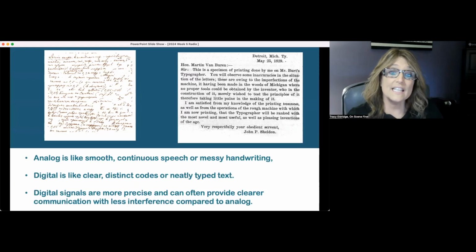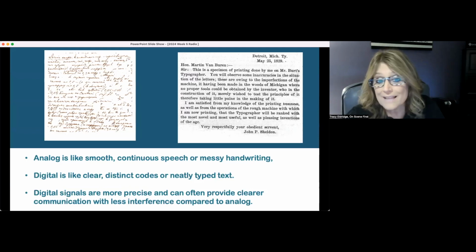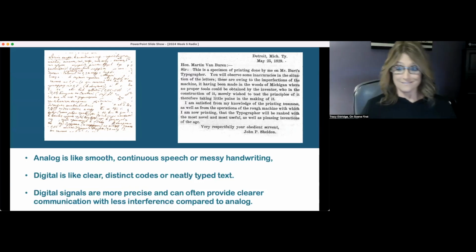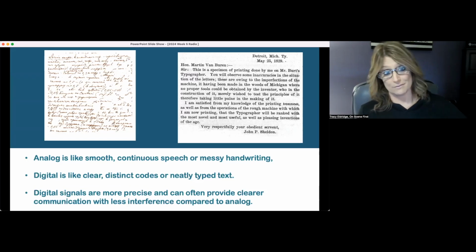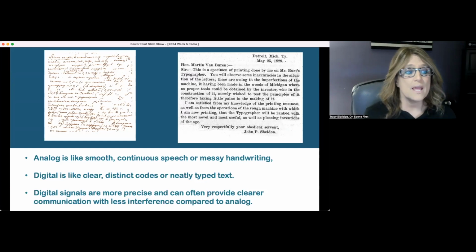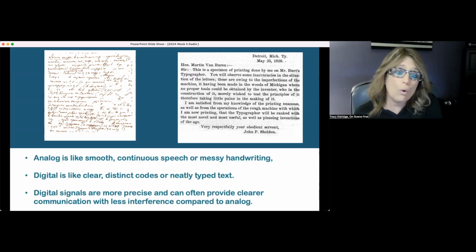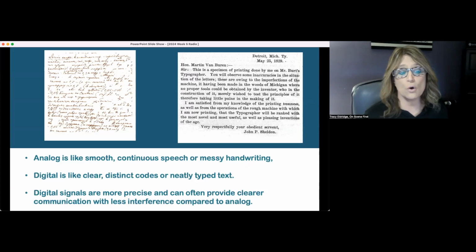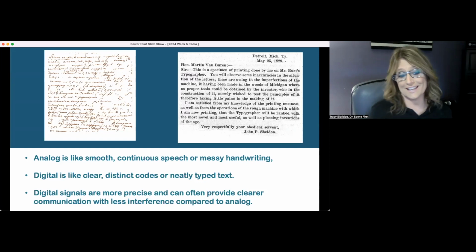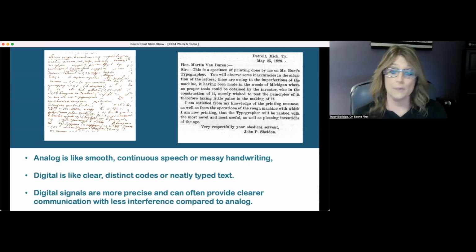Digital is clear and distinct codes, or like a neatly typed document. That's why when typewriters came out, teachers were like, 10 pages, typed, double spaced, or whatever, right? Because it was much easier to read. It was clearer, and most folks could read printed language. So analog is smooth, continuous speech or messy handwriting, and digital is clear, distinct codes or neatly typed. So digital codes are more precise and can offer clearer communication with less interference compared to analog.